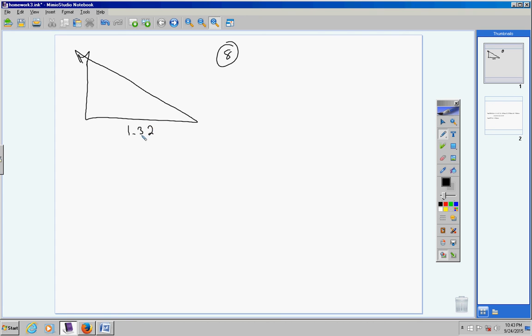And side C is 9.45. So Pythagorean's theorem, find the missing side. Leg squared plus leg squared equals hypotenuse squared. So with my calculator here, 9.45 squared minus 1.32 squared equals, then take the square root of that, and I will get 9.36. So this side over here is 9.36 by using Pythagorean's theorem.